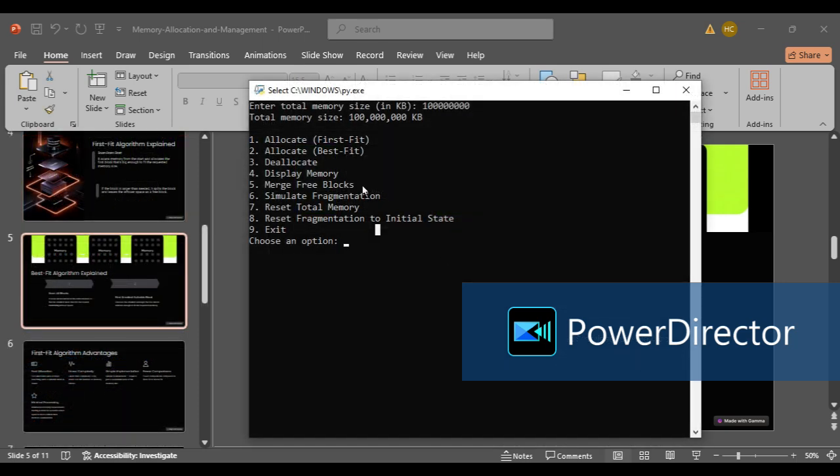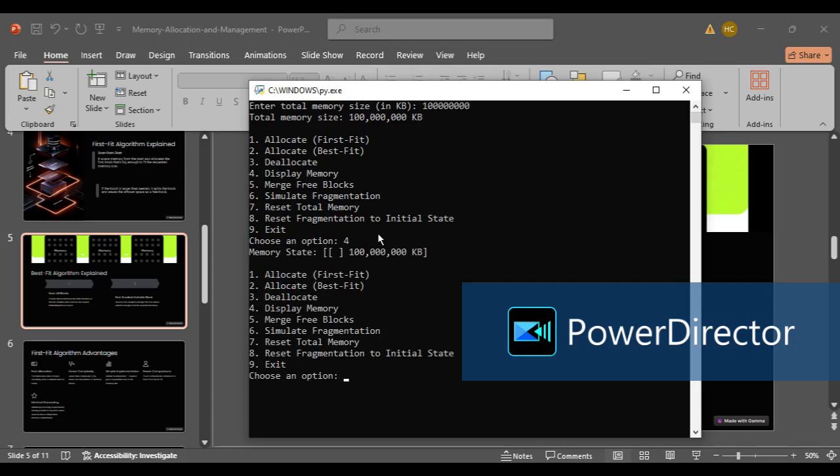So now I will demonstrate practically how each algorithm allocates memory. But before we start, let's display our memory using option 4 to see the state of our memory. So option 4, enter. So then it says memory state. We have a free block of 100 million kilobytes.